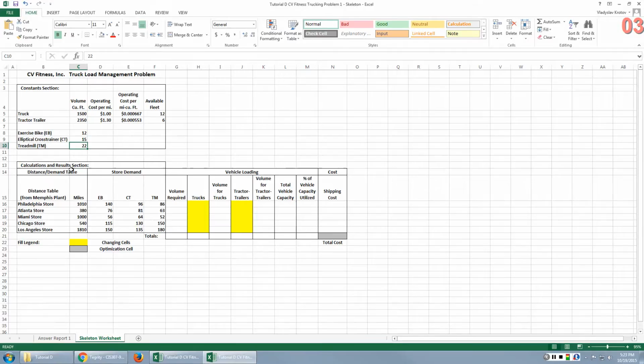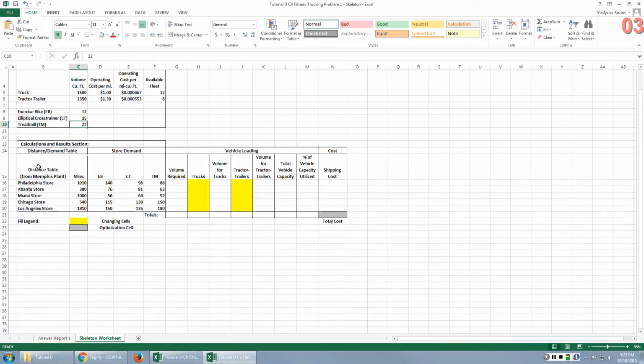Now let's talk about the calculations part. Well, first of all, you're running your plant that manufactures exercise bikes, cross trainers, and treadmills in Memphis, Tennessee. And you produce your exercise equipment there, but then you ship this equipment to your stores, and you have a total of 5 stores located throughout the United States. First of all, you have a Philadelphia store, and this particular store is 1,010 miles away from your factory in Memphis. Then you have a store in Atlanta, in Miami, in Chicago, and Los Angeles. So each of those stores has a different distance from your plant in Memphis.